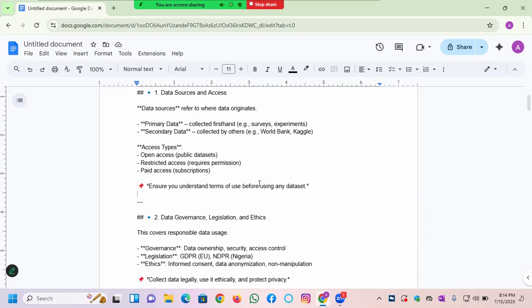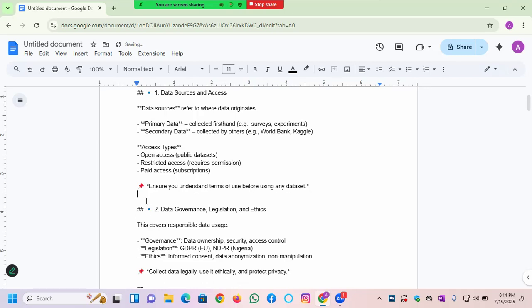Now, ensure you understand terms of use before using any data set. Before you use any data, you must comply with the terms of use of those that give you that data. Because when we are talking of data, sometimes you can be dealing with people's information. So you can't just use any data you are not given or authorized to use. Just because you see it does not mean you'll be able to use it. A lot of people can be jailed for that.